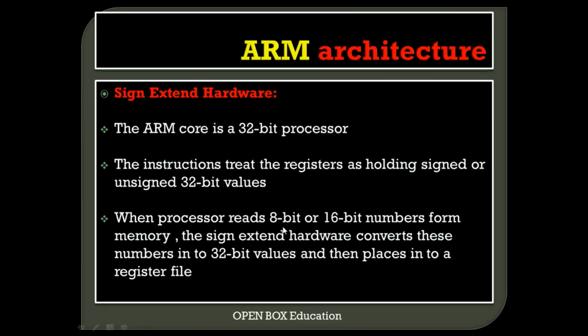When the processor reads 8-bit or 16-bit numbers from memory, the sign extend hardware converts these numbers into 32-bit values and then places them into a register file. That is, these 16-bit and 8-bit numbers will be converted into 32-bit numbers by using this sign extend hardware. So here the ARM core is a 32-bit processor. The instructions treat the registers as holding signed or unsigned 32-bit values, and this sign extend hardware converts those 8-bit or 16-bit numbers into 32-bit values and then places them into a register file.